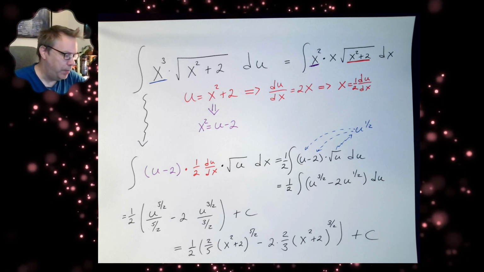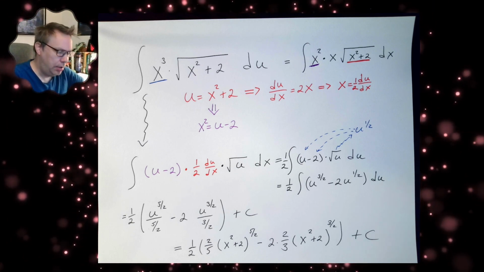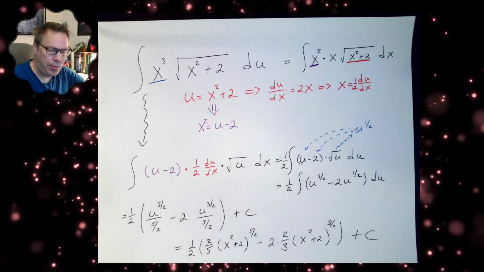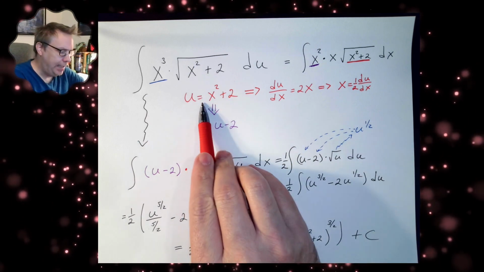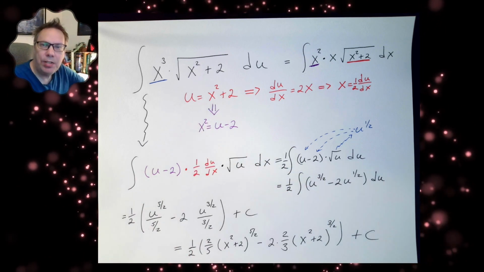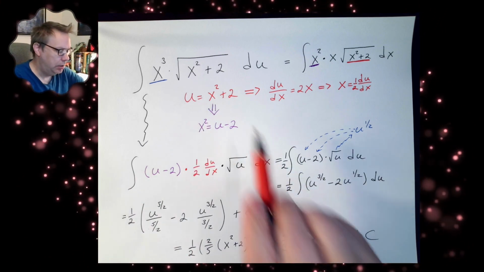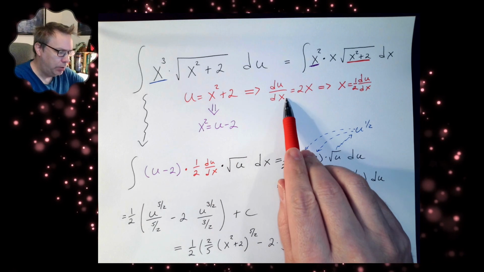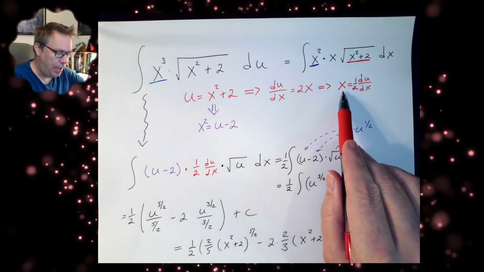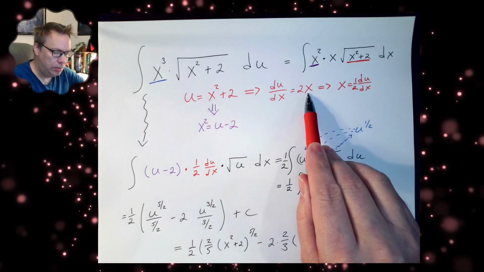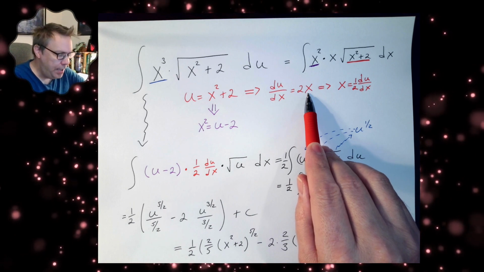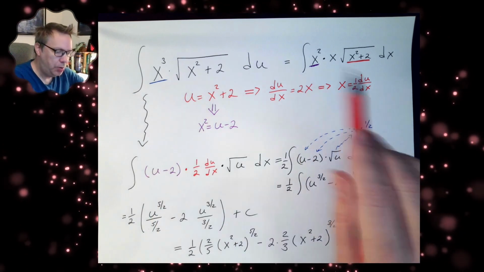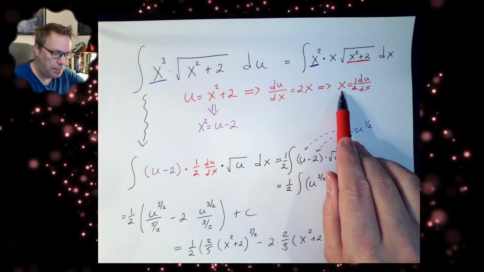In the past, we've always talked about taking the inside of a square root, the of part of the problem, and setting that equal to u. Our standard computations involve taking a derivative and then solving for just the variable that we see here. In this case, we have an x cubed. We don't just have an x.